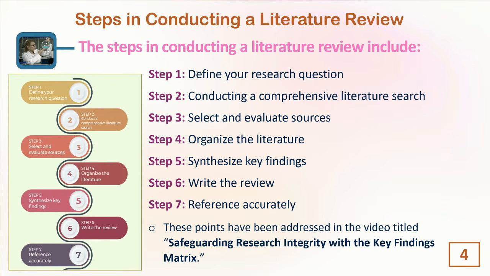The steps in conducting a literature review include: Step 1 is to define your research question. Step 2 is to conduct a comparative literature search. Step 3 involves selecting and evaluating sources. Step 4 involves organizing the literature, and this is the focus of this video. Step 5 involves synthesizing key findings. Step 6 involves writing the literature review, while Step 7 involves referencing accurately.